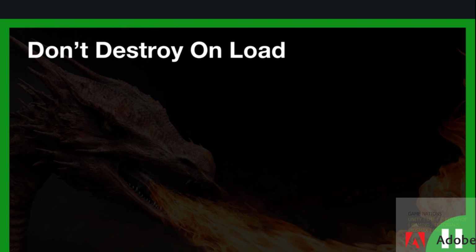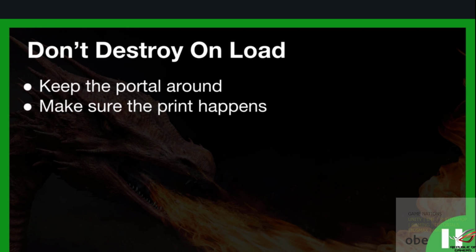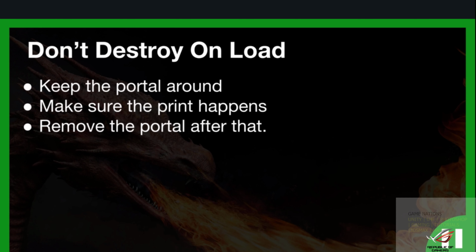Hopefully you already know how to do this. You can Google around a little bit if you don't, so keep the portal around. Make sure that the print happens when you load the next level. I should expect to see that scene print happening in the console log, and then make sure the portal is actually destroyed after the print has happened. So pause the video and have a go.